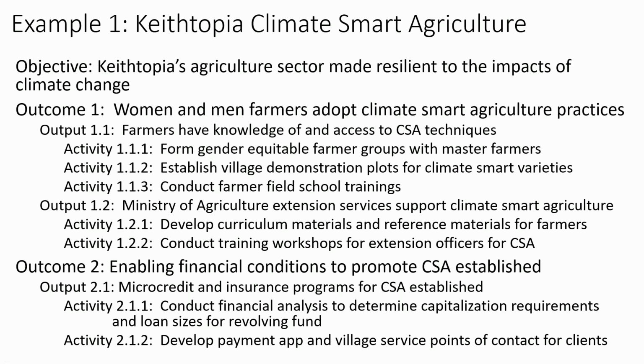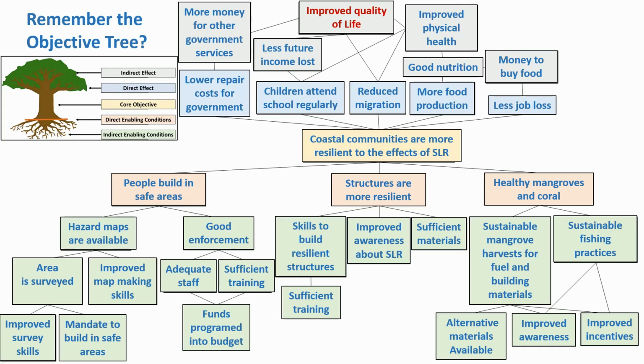Now on the next slide, we're going to look at a second example. And in this second example, you'll see how we move from the objective tree to the logical framework. Now we're going to look at our second example. And this example goes back to the example that we've been using in the previous modules as well. And this is about Keytopia and sea level rise.